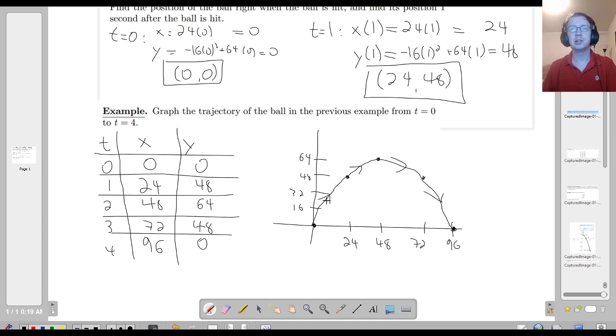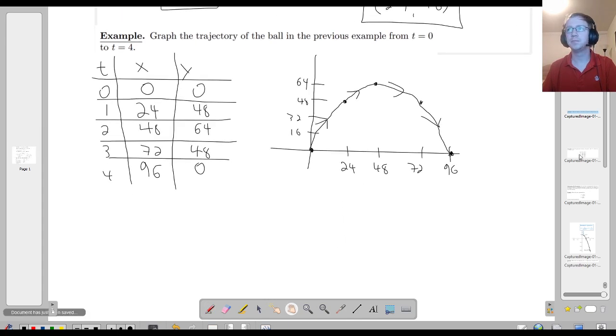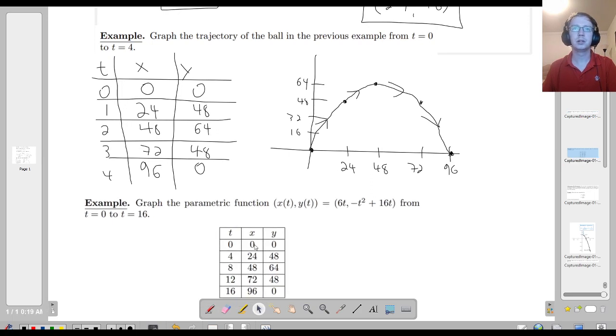Okay, so the last thing I want to do is do a similar example and kind of compare and contrast. So we could also graph this function, 6t, comma, negative t squared plus 16t. What I want you to notice is I've already built out this table of values. It is the same x and y coordinates at these points, it's just at different t values.